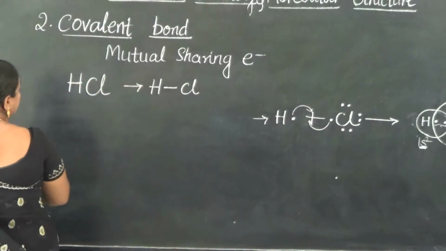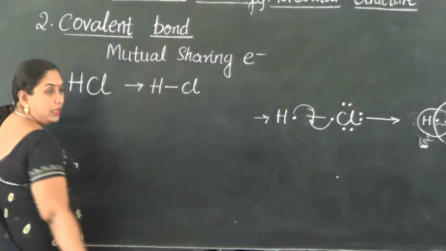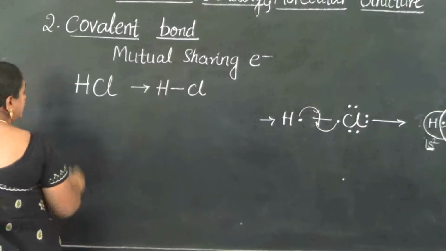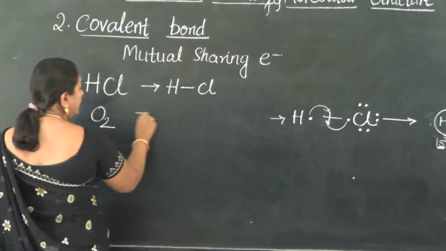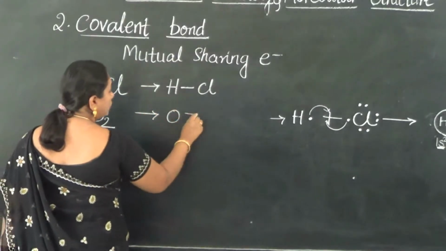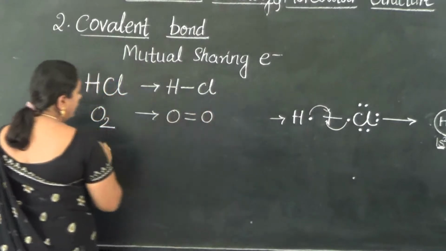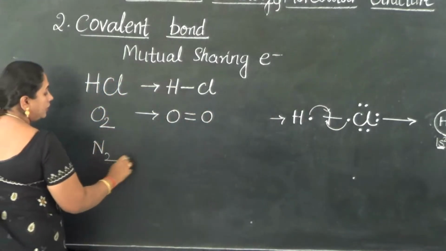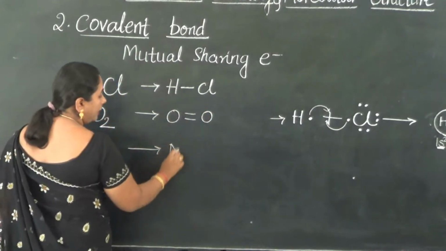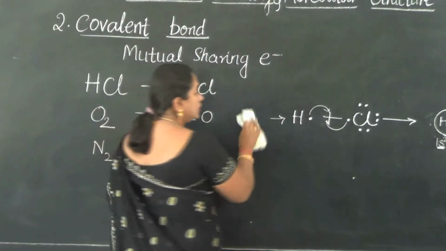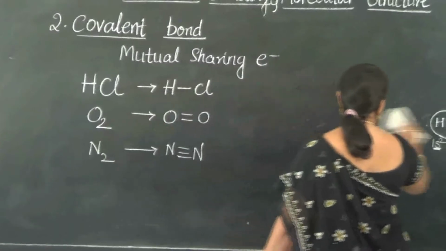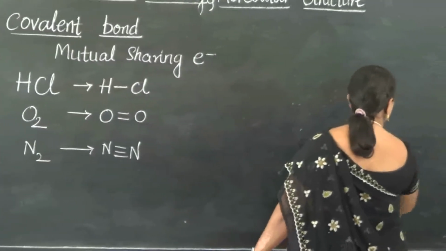We learned the example of a single covalently bonded molecule, that is HCl. The oxygen molecule is bound by 2 covalent bonds. The nitrogen molecule is bound by 3 covalent bonds. Let us see how oxygen has 2 covalent bonds.